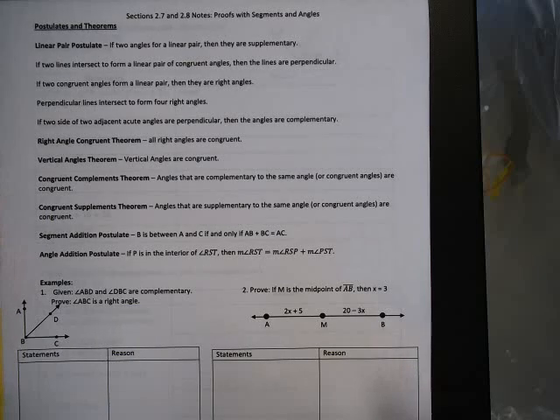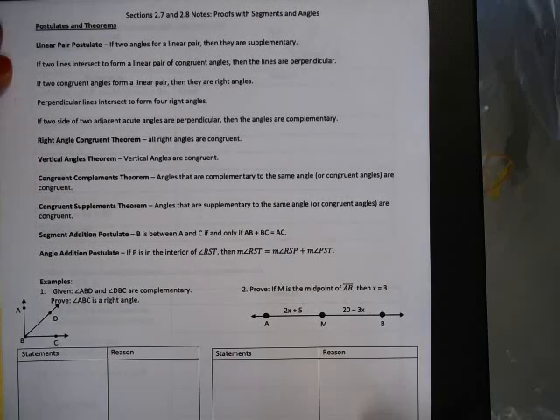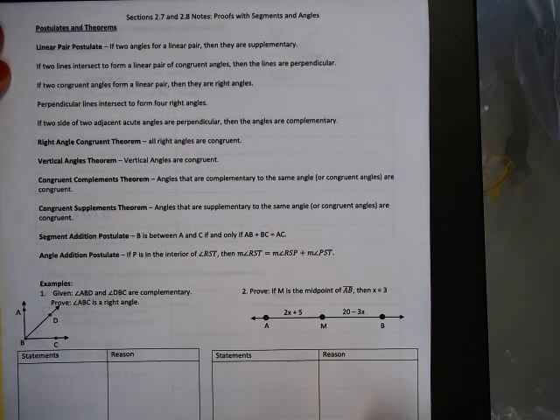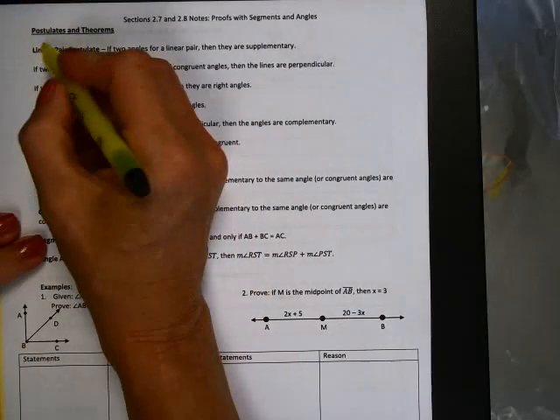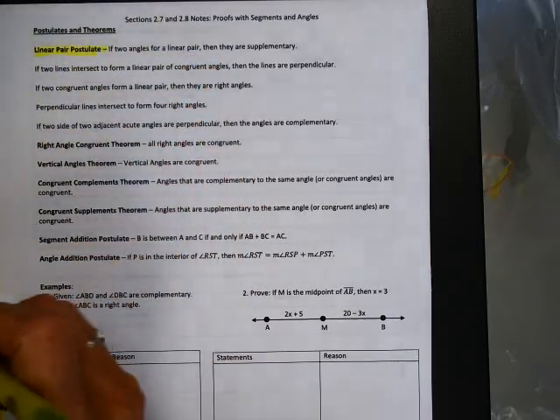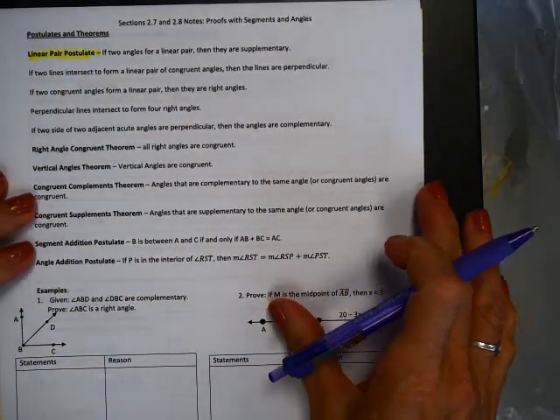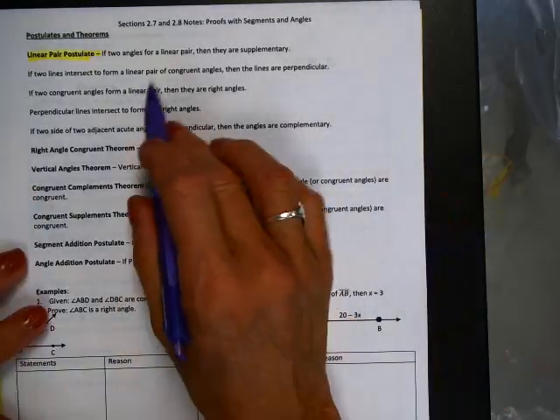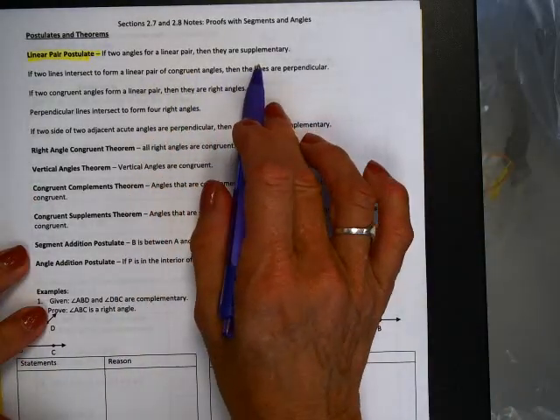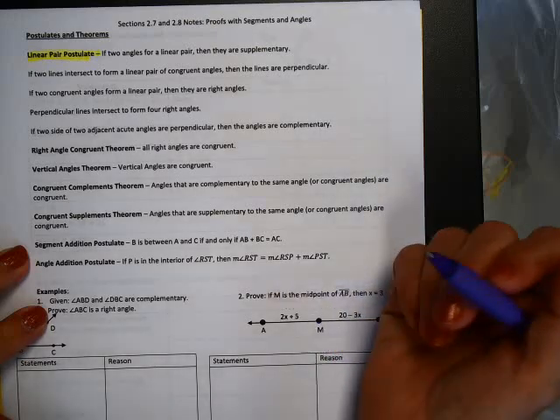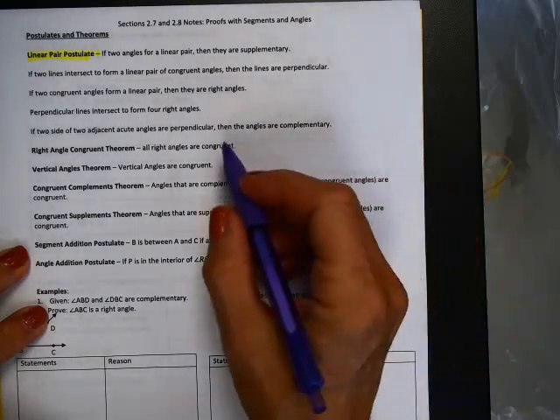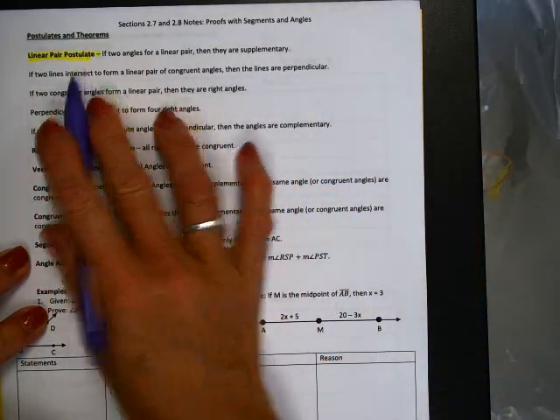Alright, these are the theorems that you should have put in your notes last night, so we'll try to go over them fairly quickly. The linear pair postulate is the first one we're looking at. I'm highlighting because we will use this a lot. Linear pair postulate says that if two angles form a linear pair, then they're supplementary. We have talked about this in class. We mentioned it in our notes, but here we actually have what is called the linear pair postulate.